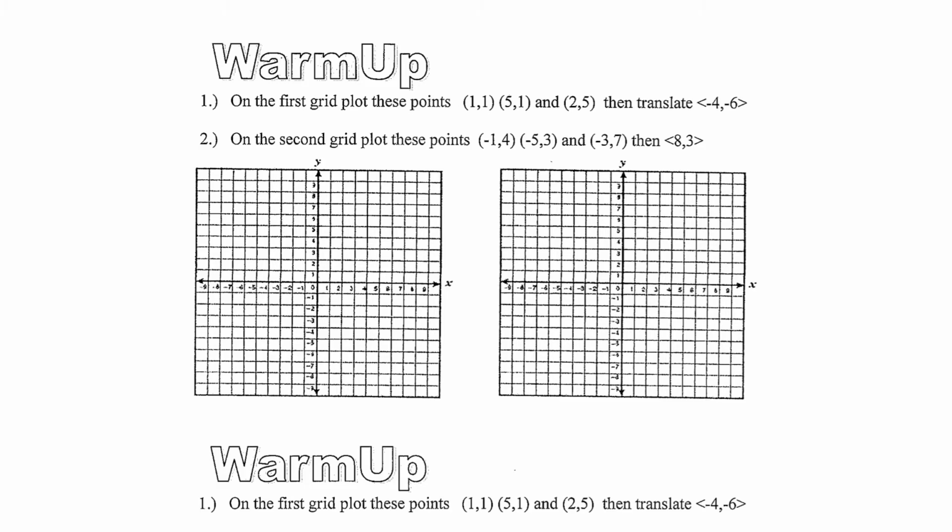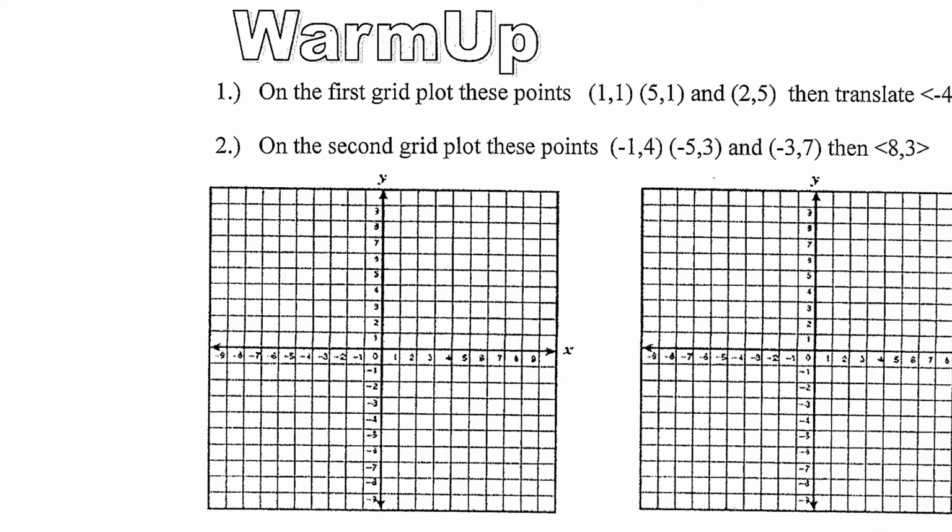Okay, so let's look at our warm-up here. On the first one, we're plotting these points: at (1, 1), at (5, 1), and at (2, 5). So it should look like this.